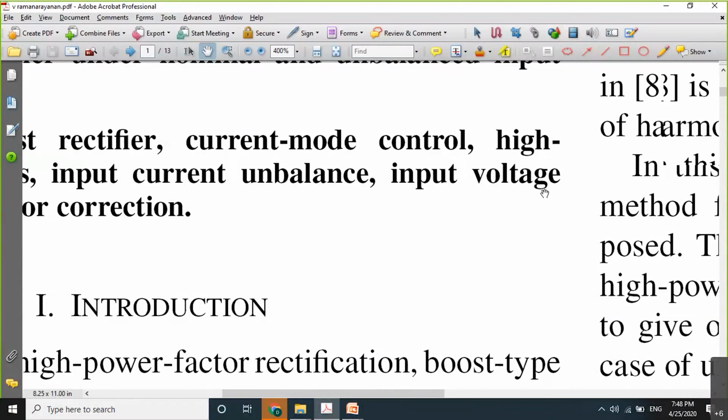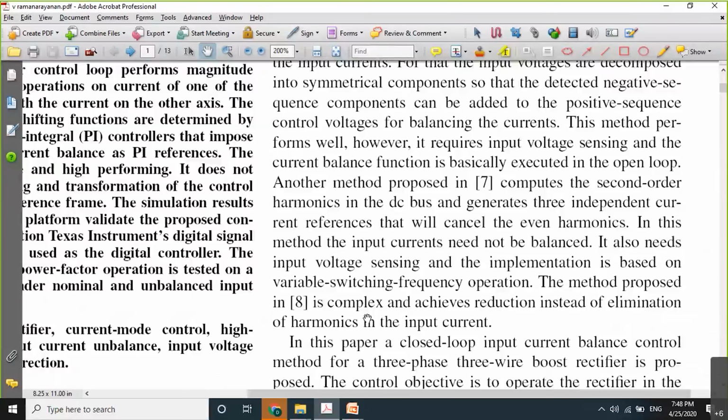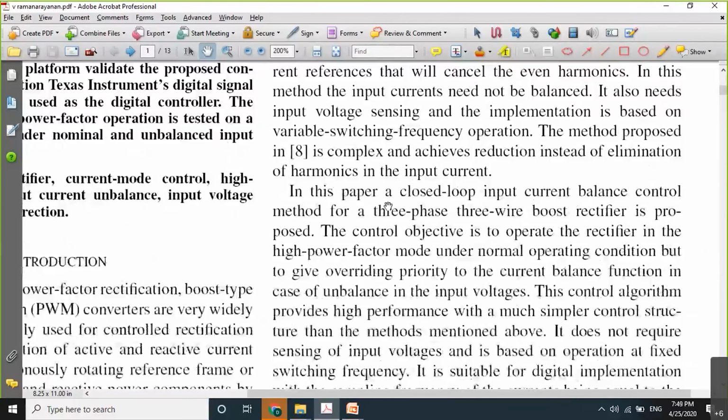The third paragraph is the paragraph of the author. In this paper, dash and dash is proposed. See, it looks like the abstract. In this paper, dash dash is proposed. The control objective dash dash, again he now explains it. He tells about the good things of the paper.